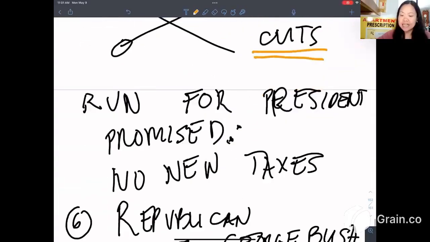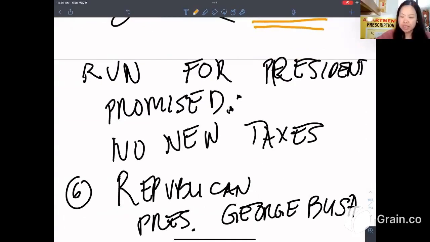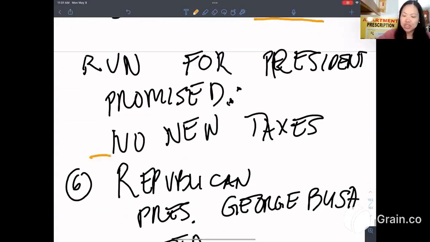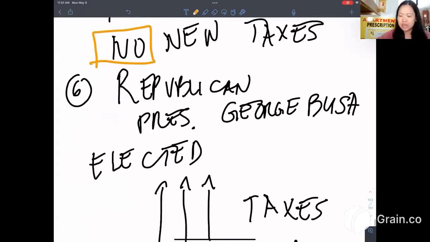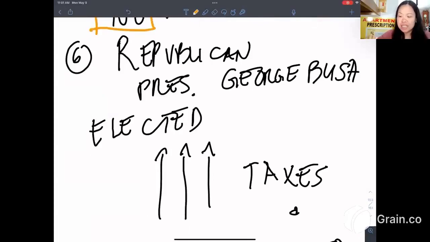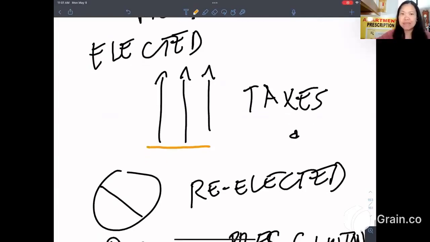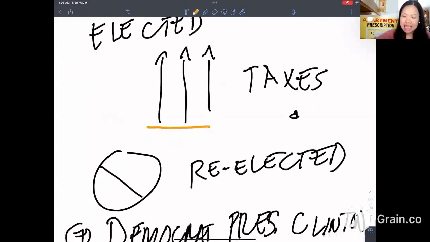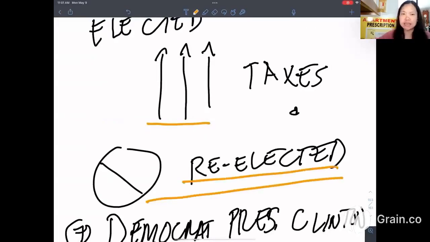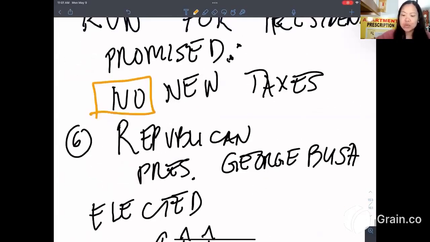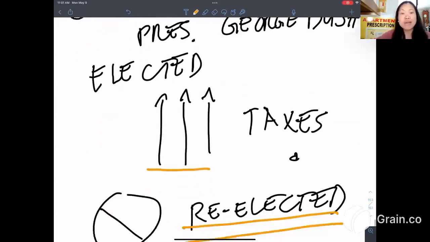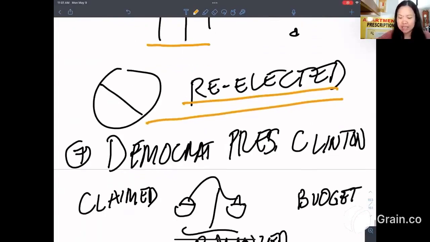So what he did was he ran for president and he promised that there would be no new taxes. So he won. Now, Republican President George Bush, after he won the election, raised the taxes. And what happens then? He was not reelected because he said there was not going to be new taxes. But when he was in office, he raised the taxes, so he was not reelected.